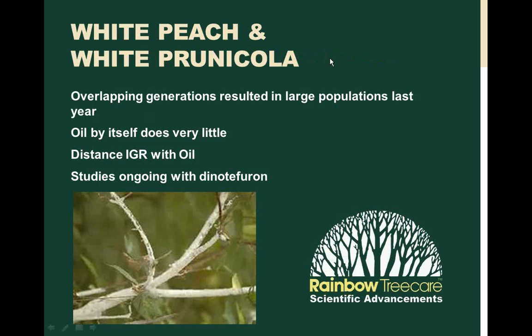White peach and white prunicola scale, if you've ever seen this on purple leaf plum or on Kwanzan cherry or any other cherry species, is very difficult to control. You've got to use the insect growth regulator, and we are doing some trials with Dinotefuran to get some control on this scale. This is a very damaging scale. You can obviously see this branch is quite heavily infested.